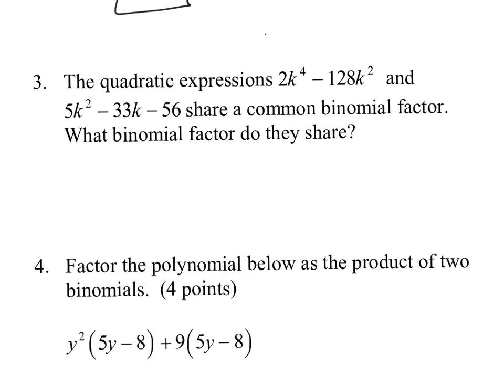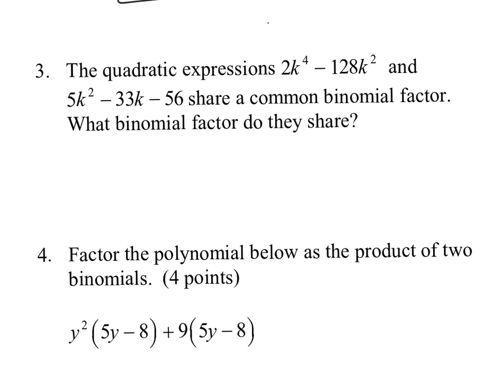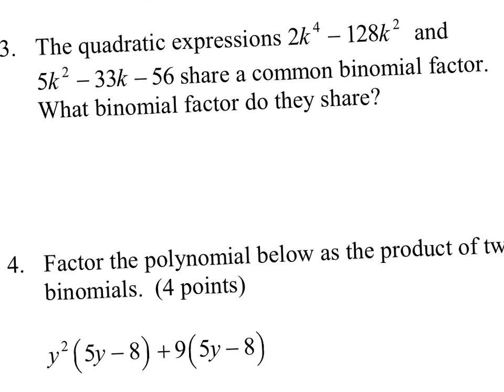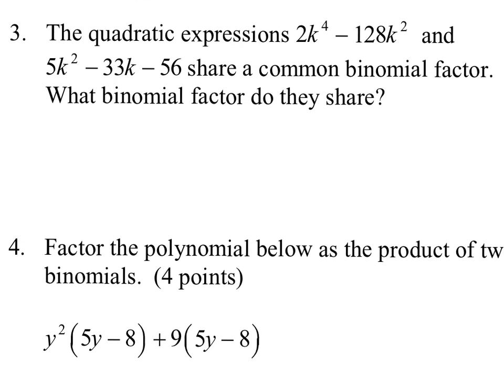All right, so for number 3, the quadratic expressions 2k to the fourth minus 128k squared and 5k squared minus 33k minus 56 all share a common binomial factor. What binomial factor do they share? They share something, so we're going to factor them both, and we're going to find out what is the thing that they both share. So I'll do the 2k to the fourth minus 128k squared in blue, and then I'll do the other one in red. And we'll factor them down, and we'll say, okay, which one do they share?